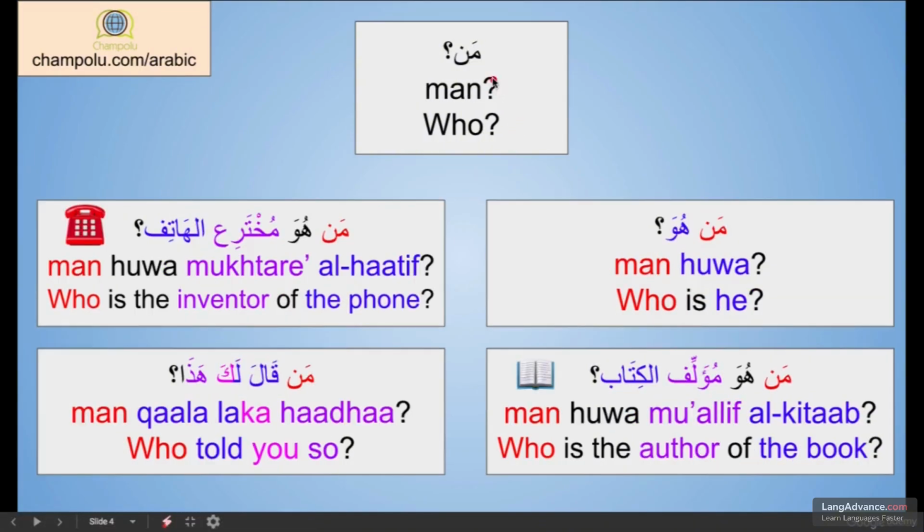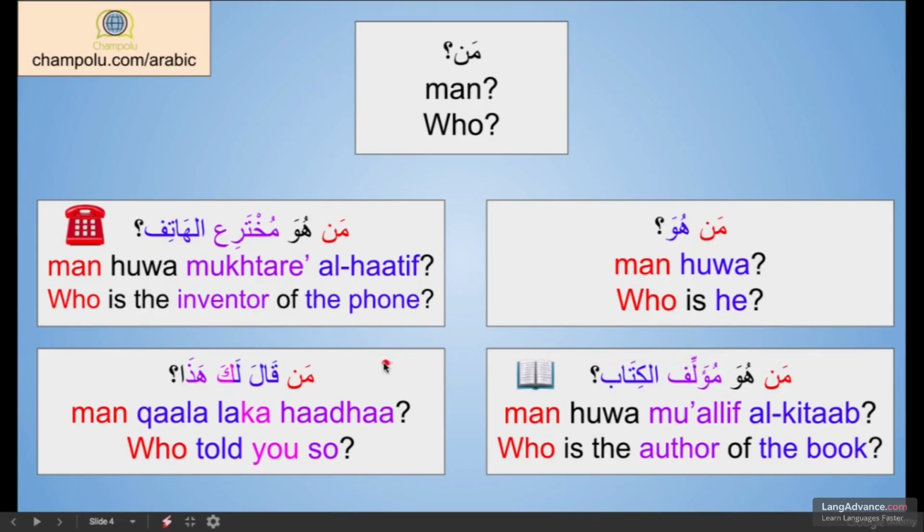And then you have the question word من, which means who. So let's see some examples. We can say من هو, who is he? We can say من هو مخترع الهاتف, who is the inventor of the phone? Or we can say من هو مؤلف الكتاب, who is the author of the book?